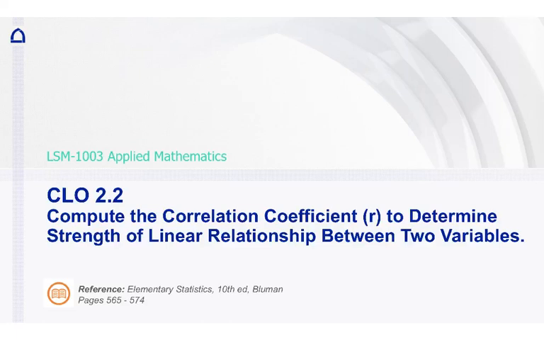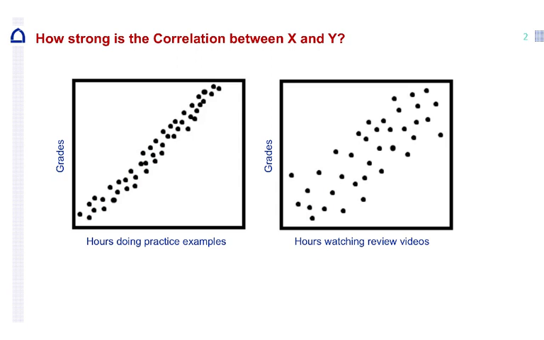CLO2.2. Compute the correlation coefficient R to determine the strength of linear relationships between two variables. Okay, in the last lesson, we talked about scatter plots representing data collected from an independent variable x and a dependent variable y. So here are two different scatter plots, and they each measured different things.